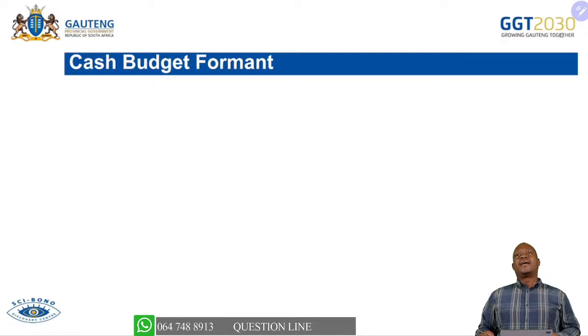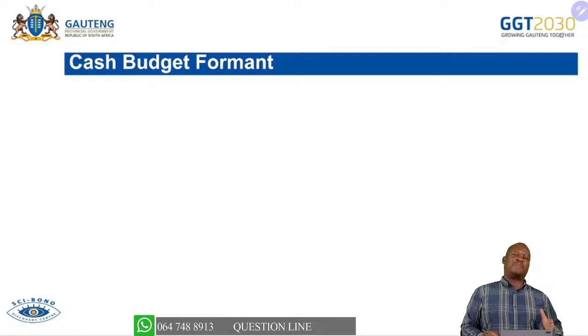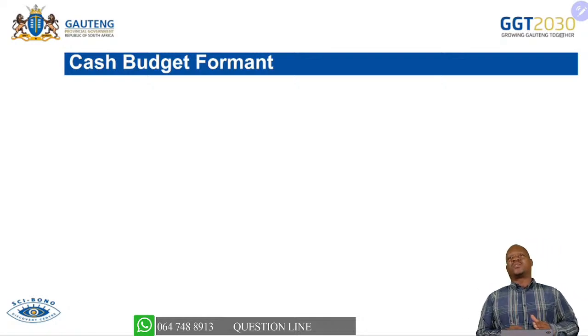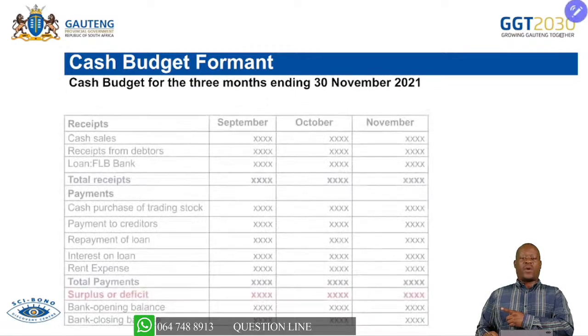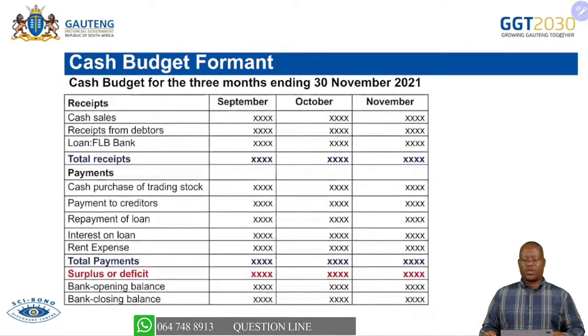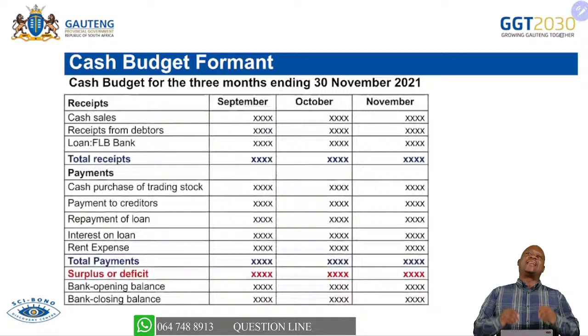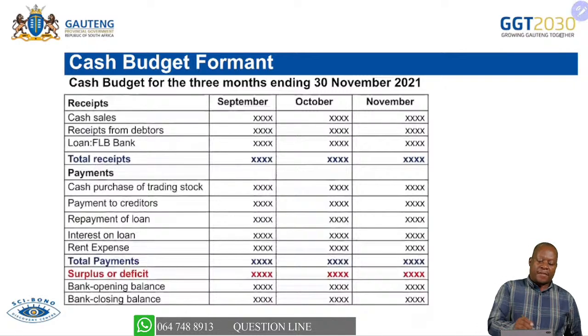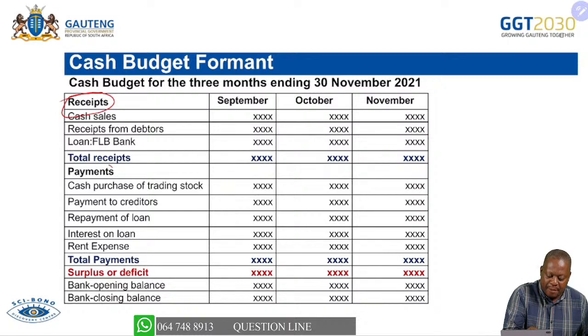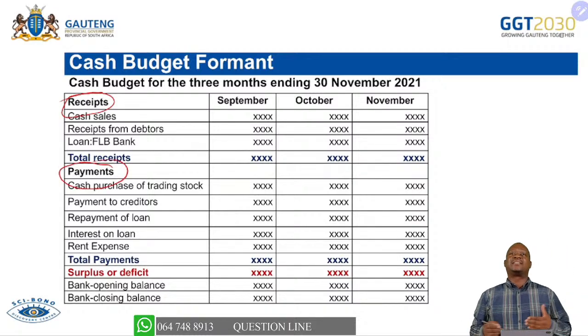Now, let's look into the cash budget. I know we dealt with the cash budget last year when we were in grade 11 and we exhausted everything. But just check, guys, what format does a cash budget have? Because we are now going to be interested in interpreting it. We cannot interpret something that we are not aware of, that we are not sure of. So let's look into what a cash budget looks like. A cash budget has two very distinct parts: the receipts part and the payments part. So we are just breaking it down into two.